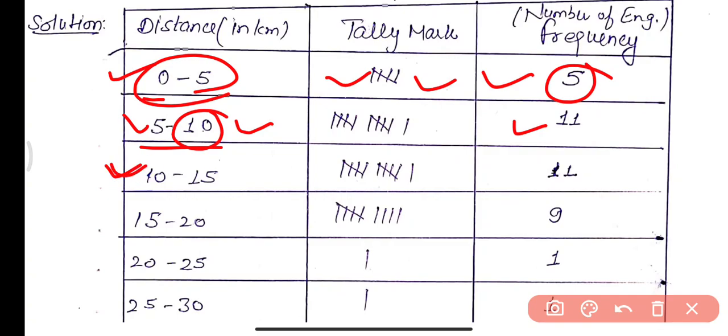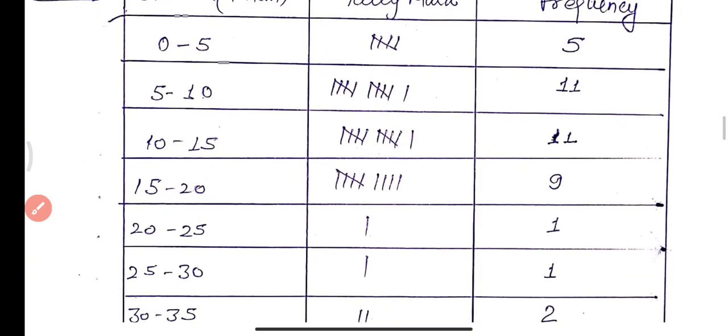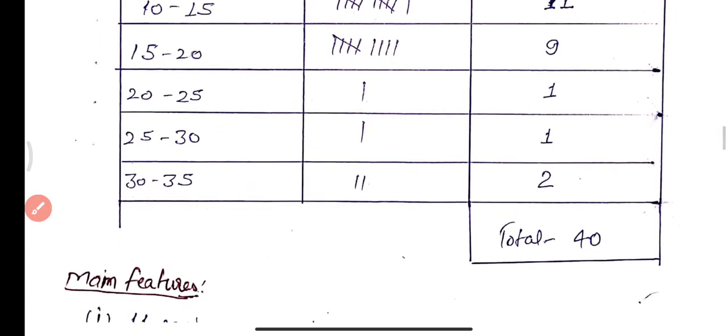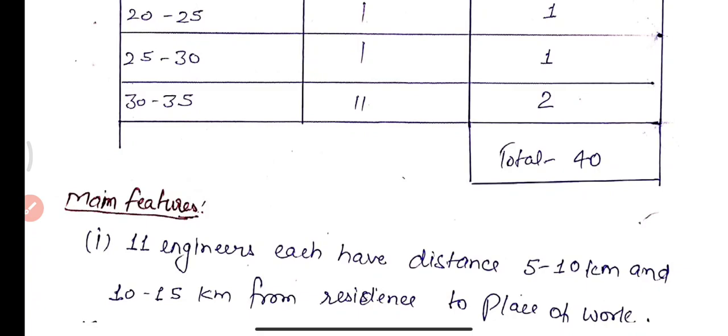Similarly 10 to 15 kilometer distance वाले engineer कितने हैं? ऐसे similar हमारे पास 11 engineers हैं. And similarly 9 engineers are there whose distance from their workplace to their residence is 15 to 20 kilometer. And similarly 1 engineer is there whose distance is 20 to 25 kilometer. And similarly there is 1 engineer whose distance from their residence to their workplace is 25 to 30 kilometer. And similarly there are 2 engineers whose distance is 30 to 35 kilometer. So these are the total 40 engineers, and this is all about the frequency distribution table of problem 1.